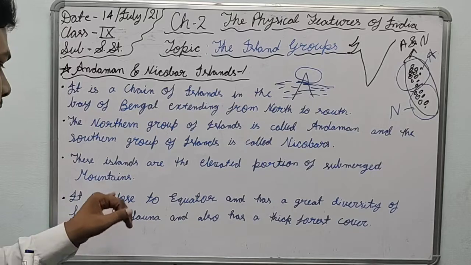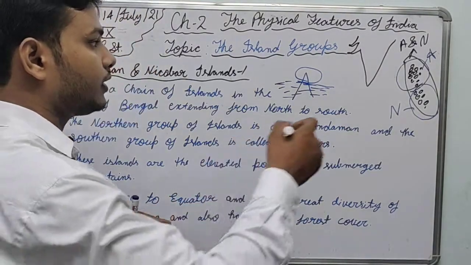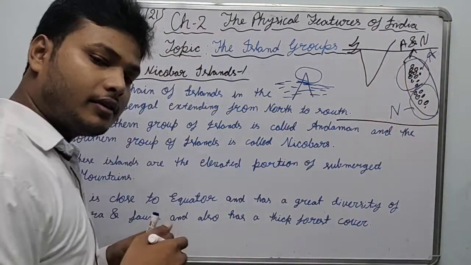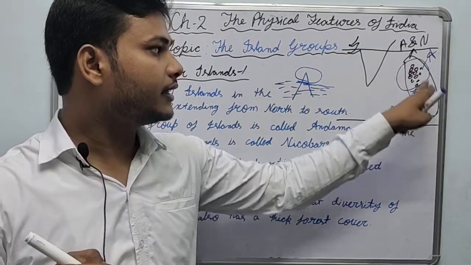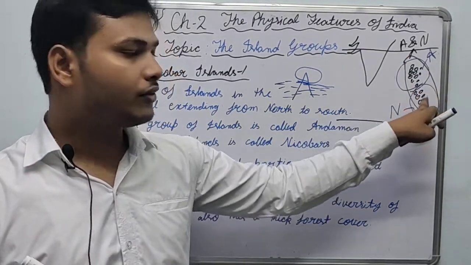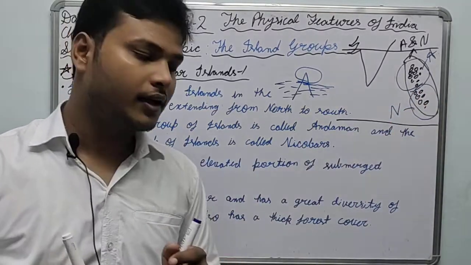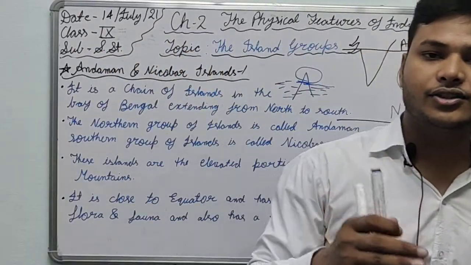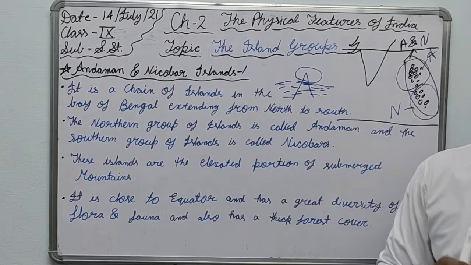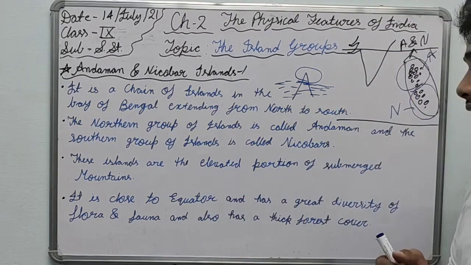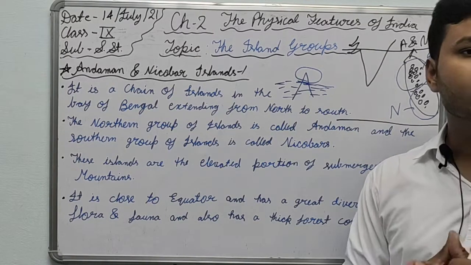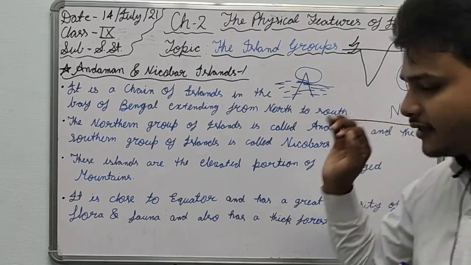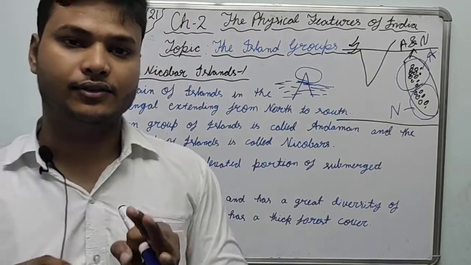And after that, the last point, it is close to the equator. As you can see, this is the Tropic of Cancer, 23.5 degrees, and after that here will be 0 degree latitude, that will be the equator. So we can say that the southern portion of Andaman Nicobar, these Nicobars, is close to the equator and has a great diversity of flora and fauna. Like Lakshadweep has a great diversity of flora and fauna. Flora means plants and fauna means different animals. Same as Andaman and Nicobar Island groups has also a great diversity of flora and fauna, and also has a thick forest cover. That means we can say that it is also covered by a thick forest.